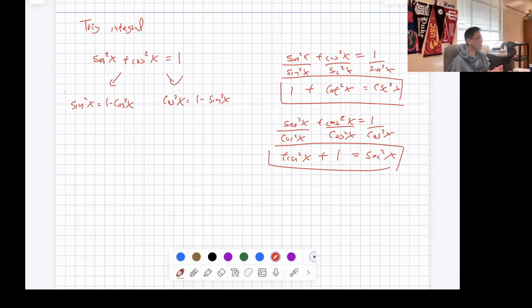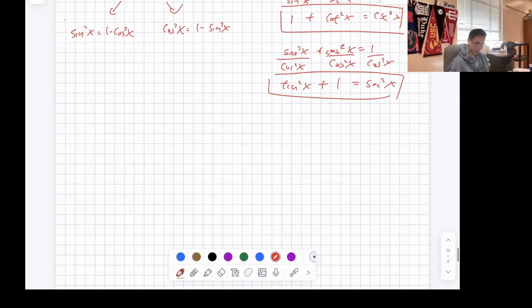Now, you also need to know a couple other identities. For example, what is sine of 2x? Do you know what sine of 2x is equal to? What is it, Vincent? Say it louder. 2 sine of x, cosine of x. Now, this is going to be used sometimes. Not all the time, but it is going to be useful.